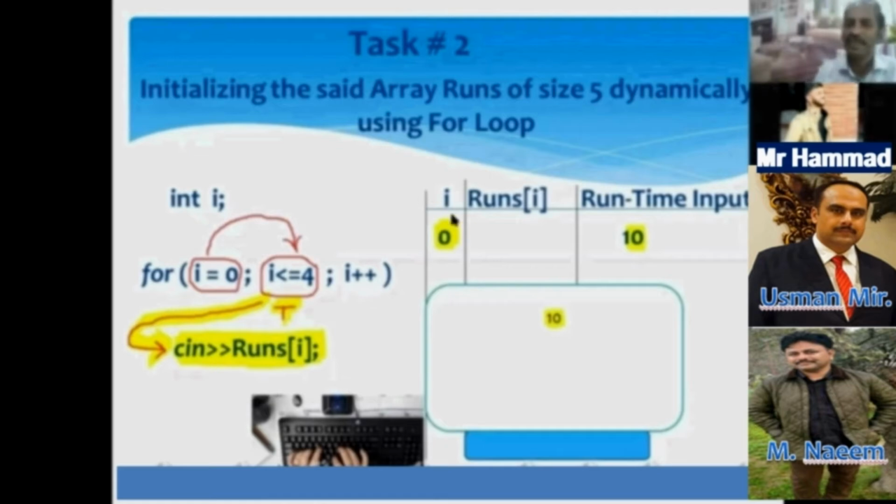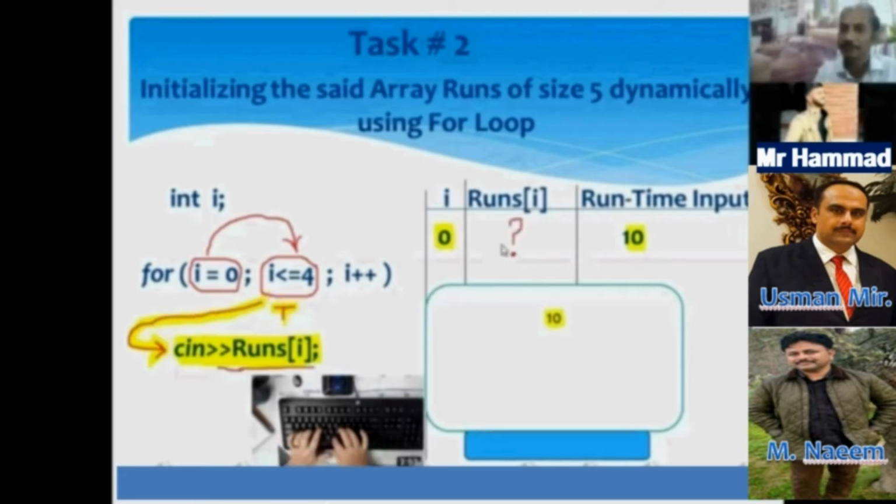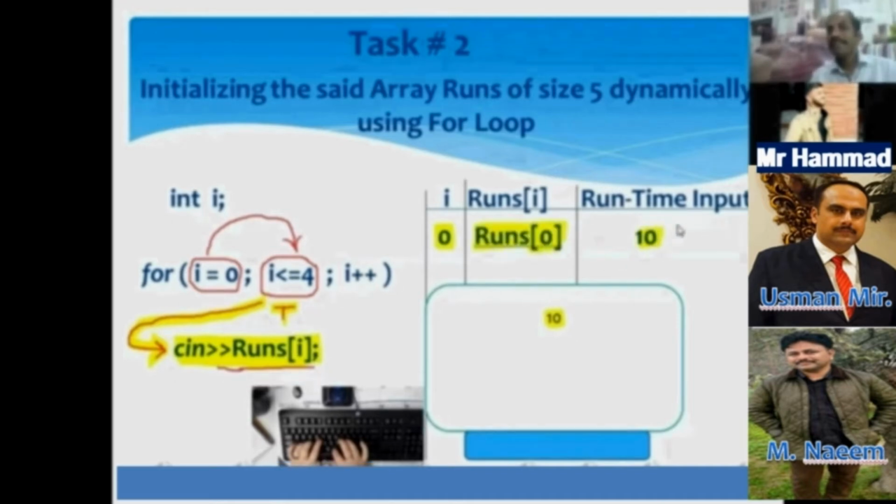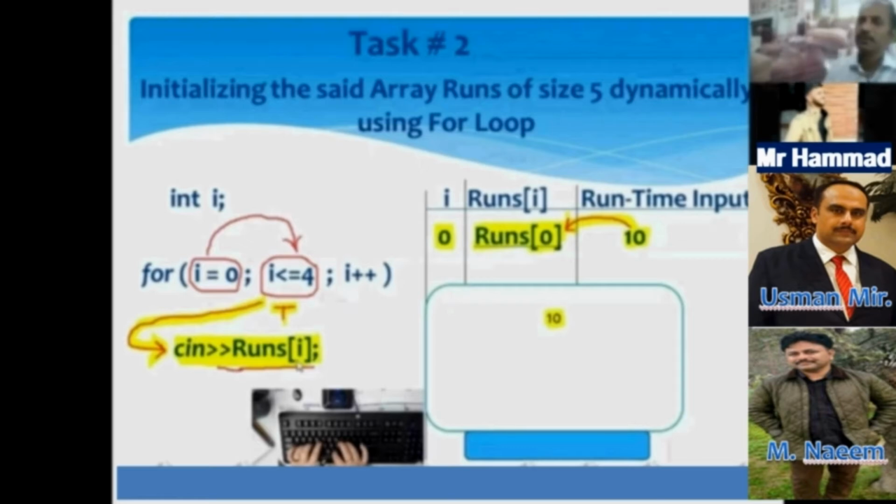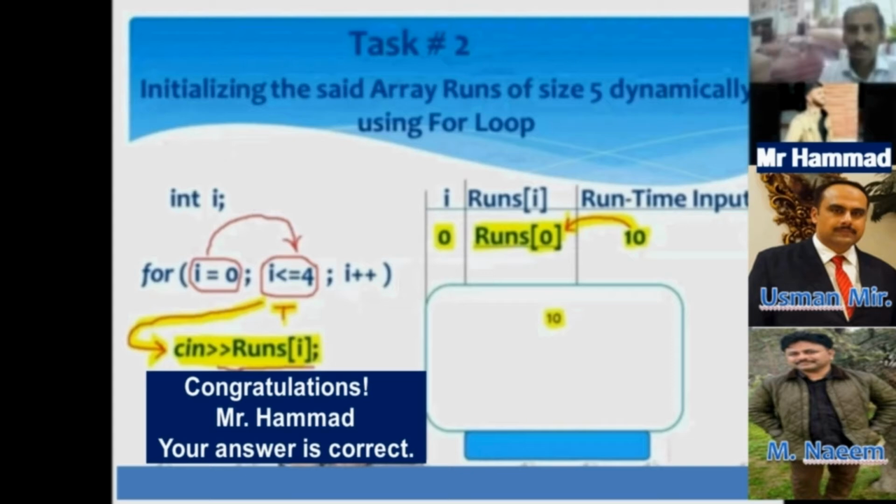What is the current value of I? Sir, 0. If we place this 0 in the memory address that we have specified in the scanf statement, what will it become? Sir, runs within square bracket 0. Okay, this 10 will be stored in the first memory location. After the execution of the for loop associated statement, that is the scanf statement, the control of execution will be shifted to which statement? Sir, increment statement. Okay, that is great.